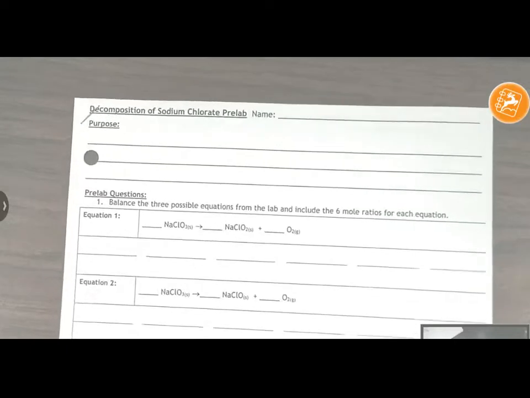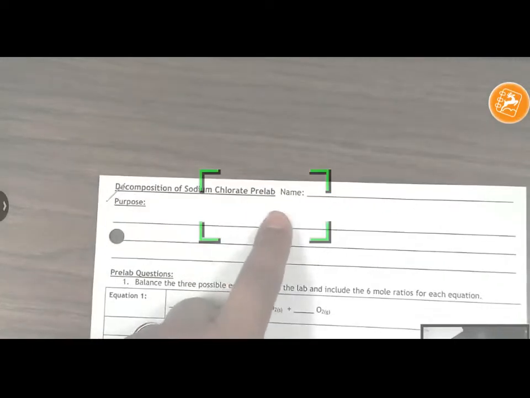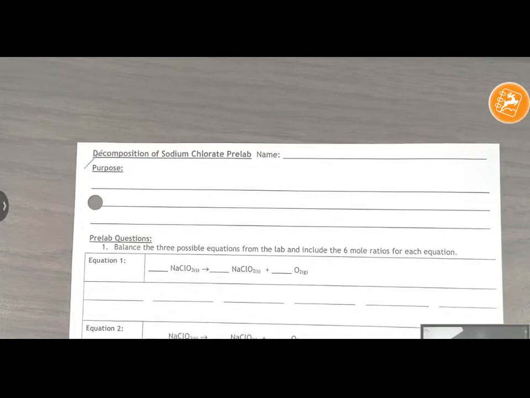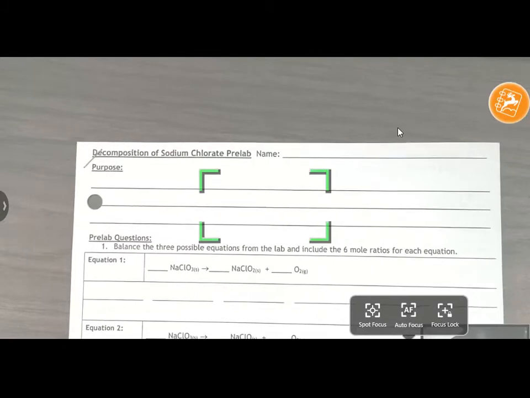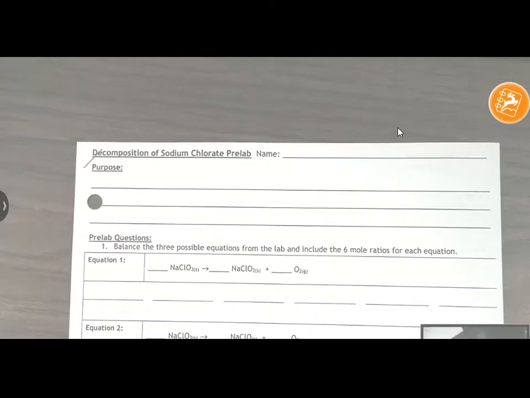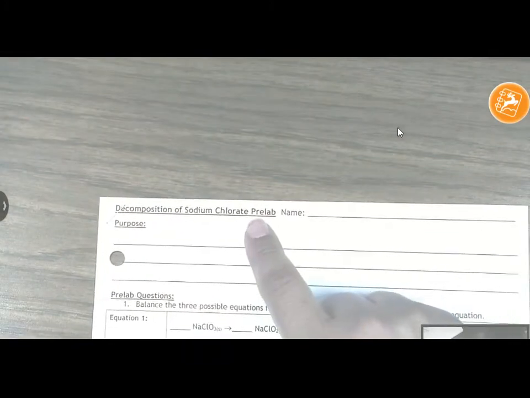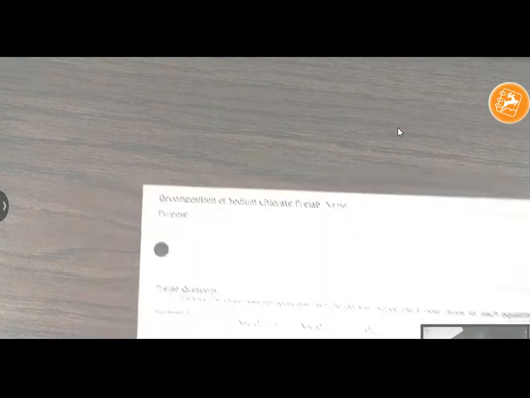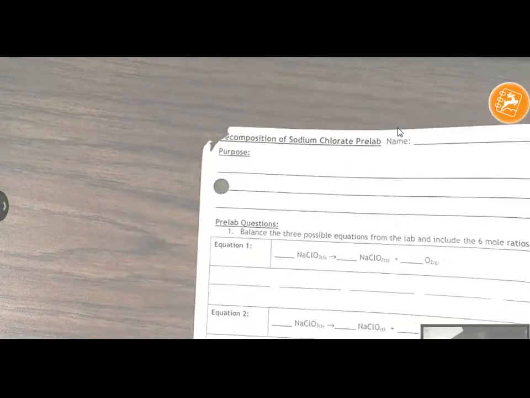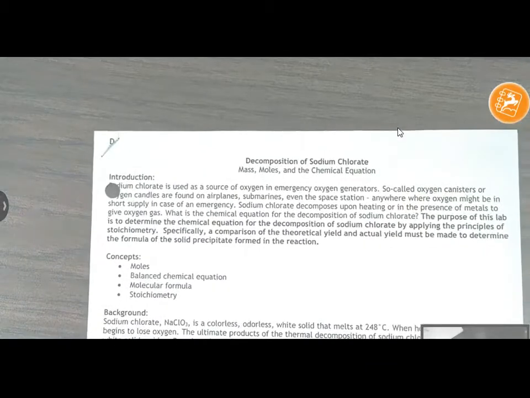So the pre-lab looks like this. It says decomposition of sodium chlorate pre-lab. In this pre-lab, you want to make sure that you read the lab. We talked about last time that it's important that you are reading the entire lab to make sure you see where you're trying to end with how to look at stoichiometry, okay, and find the decomposition of sodium chlorate, okay? So you're going to tear off this first page because this is what you're going to turn in when I see you next time. What you're going to do is make sure you read this, okay?